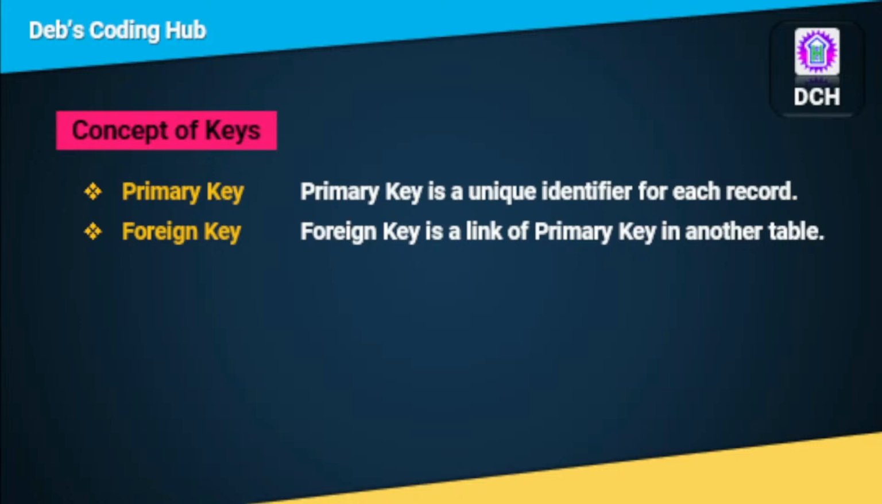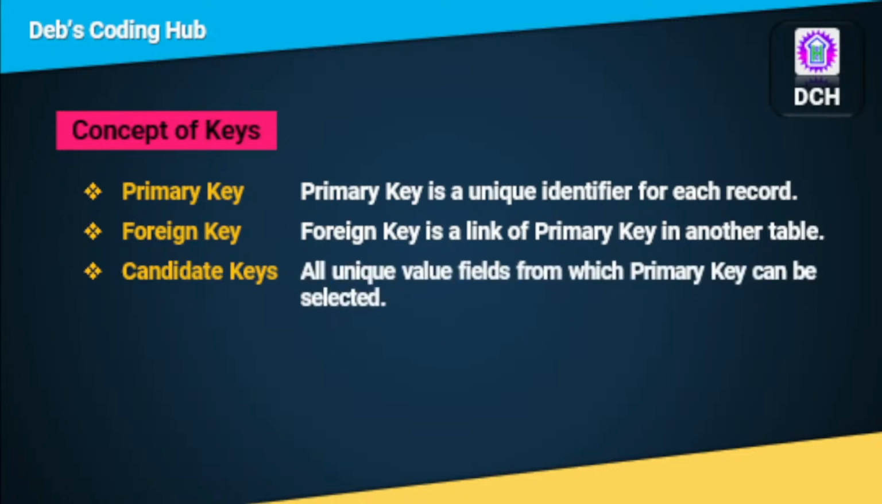Number 3 is candidate keys. All unique value fields from which primary key can be selected are termed as candidate keys. Now, a table may have multiple unique value fields. Suppose I have serial number as well as roll number. Both can be used to identify records uniquely. So, until and unless I set one as primary key, these two will remain as candidate keys. That means candidate for the primary key.